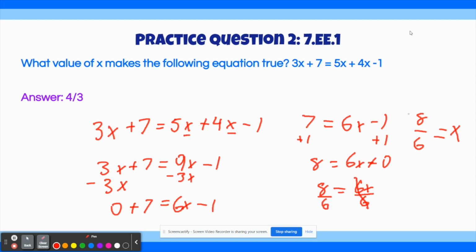And now we have a fraction on the left side. So we can simplify that down to 4 over 3 equals x, or just x equals 4 over 3. And since the x is all alone on one side, we have our final answer, which is just x equals 4 over 3.